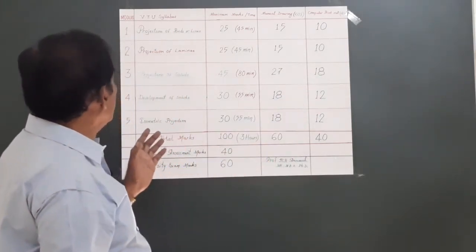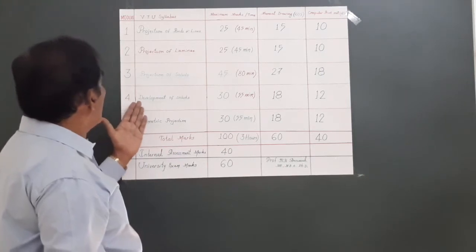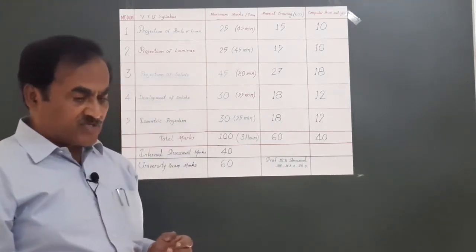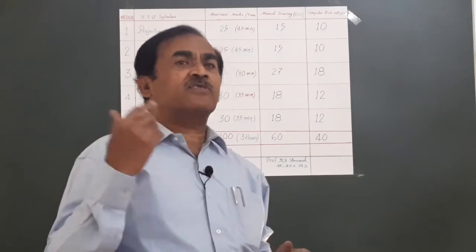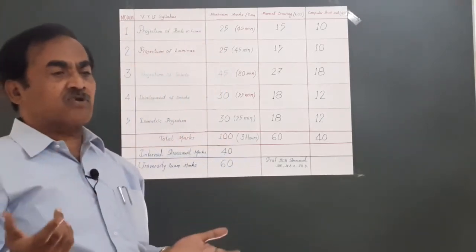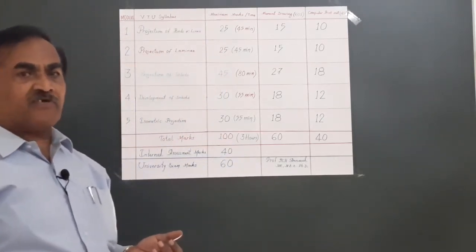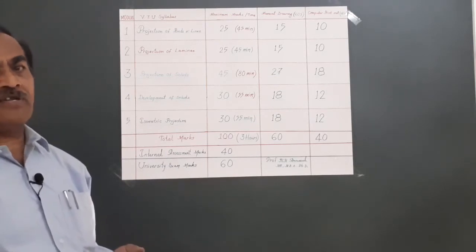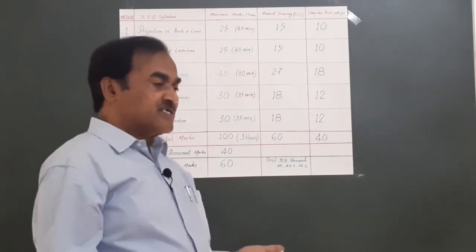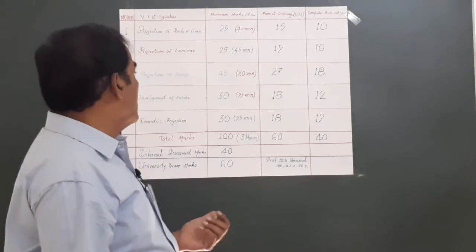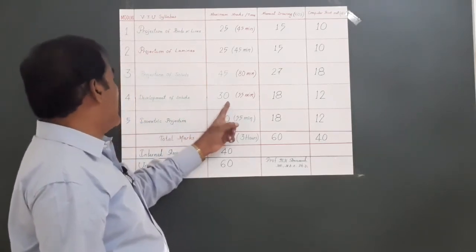Next, coming to module number 4, we have development of solids, that is development of the lateral surfaces of all these solids, like a cone, a frustum of a cone, a pyramid, a frustum of a pyramid, and then you have the cylinders, etc. Here you have 30 marks allocated.